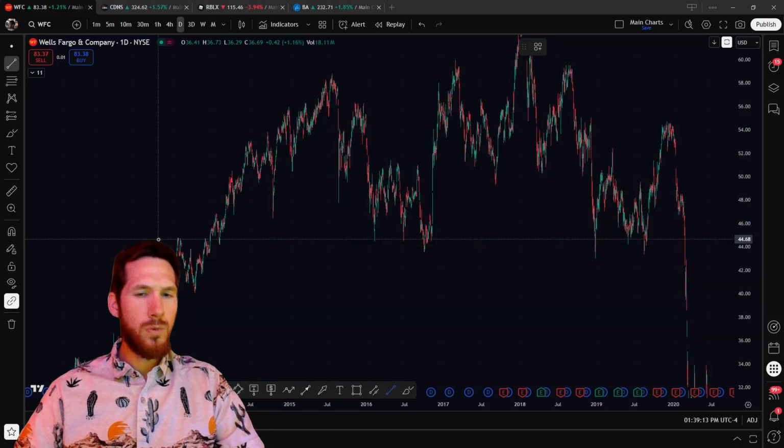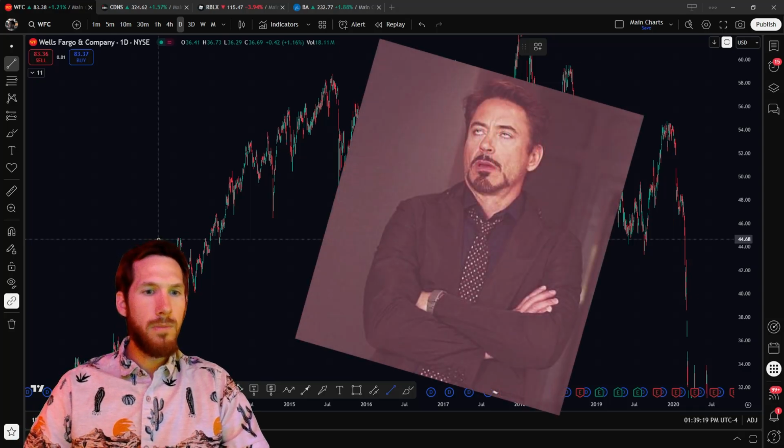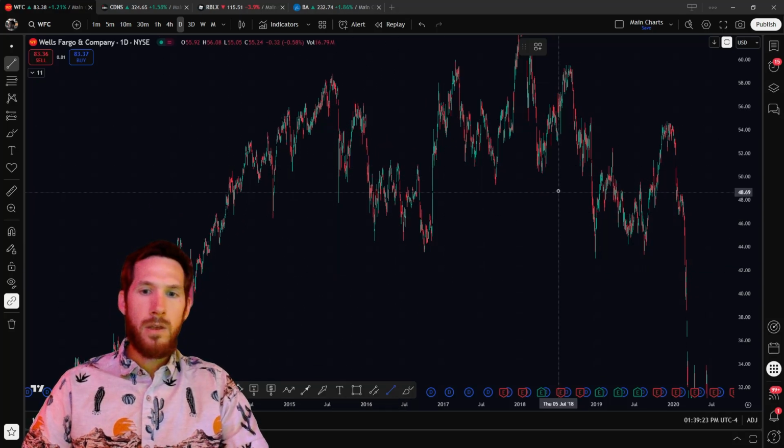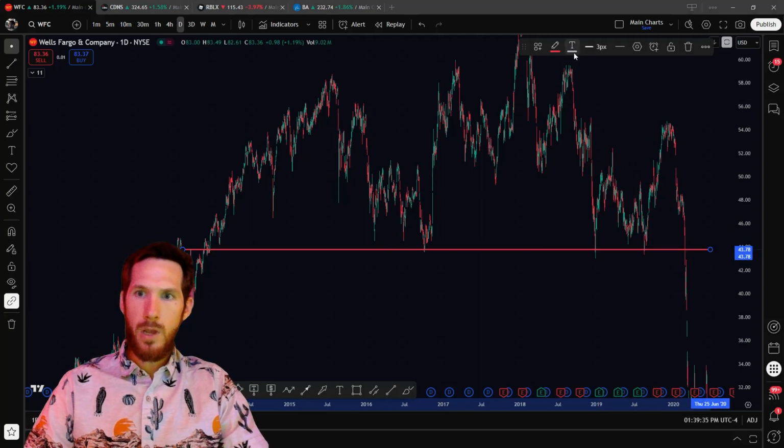What I love about support and resistance is how easy it is. There's a lot of overly complicated things in trading. This is not one of them. All right, so what we're going to do is take our trend line tool and extend our trend line horizontally. I'm going to make it green for support. And here we go. We have a higher time frame support level.